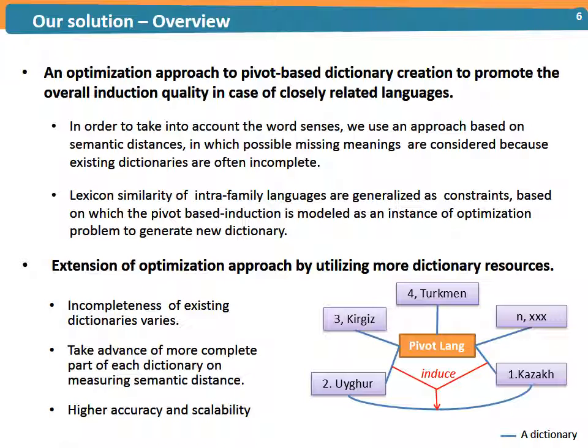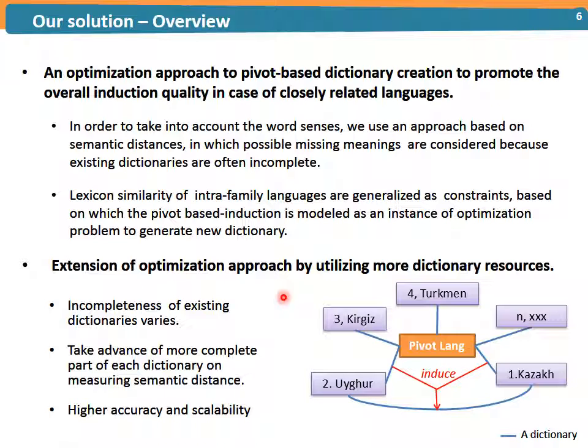And also we further extend this optimization approach by utilizing more dictionary resources. For example, if more than two closely related languages have a bilingual dictionary with a pivot language, like Uyghur-English, Kyrgyz-English, and Kazakh-English, we try to combine all these dictionaries into one big graph to create a new dictionary.